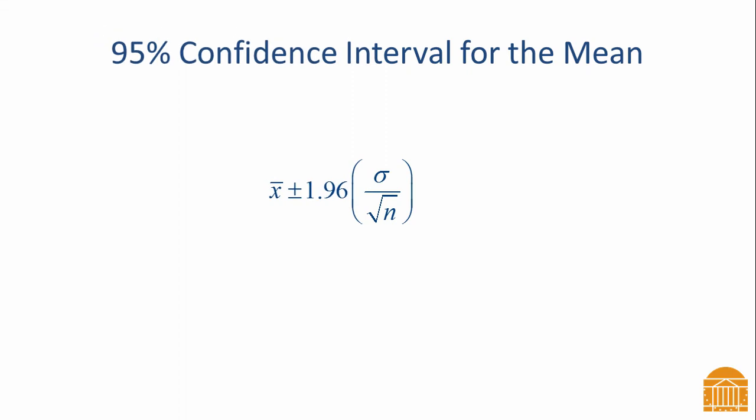Look at the confidence interval for the population mean when the population standard deviation is known. The standard error is the population standard deviation divided by the root of the sample size. Thus, as sample size increases, the margin of error and the width of the interval decreases.